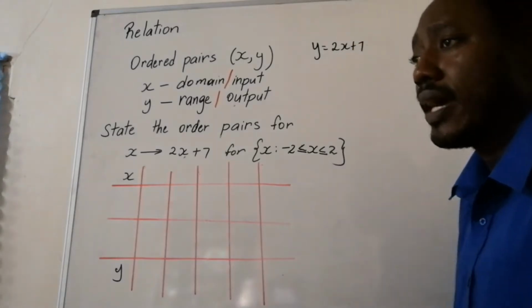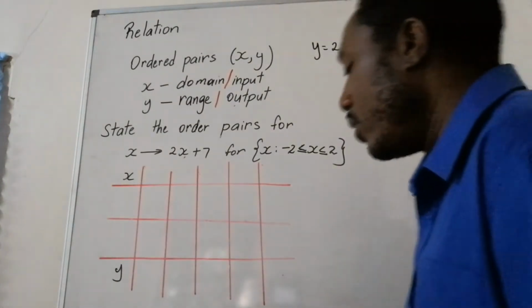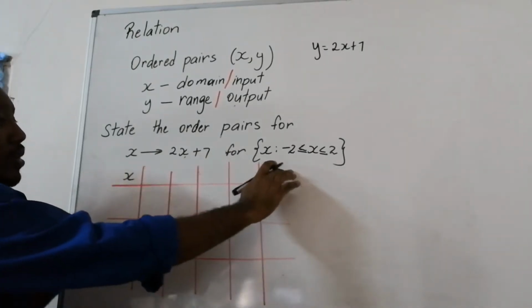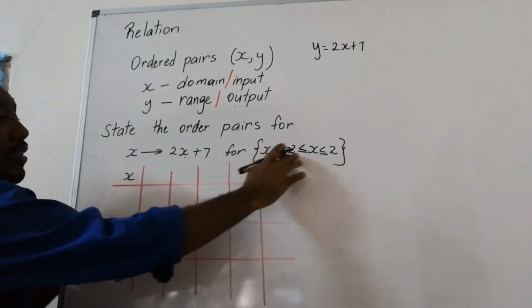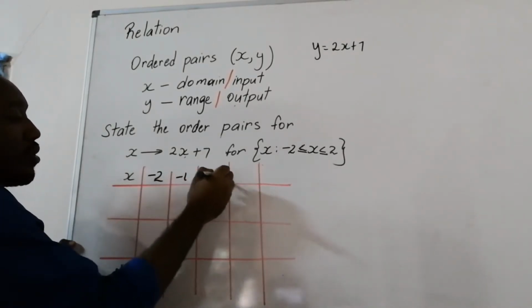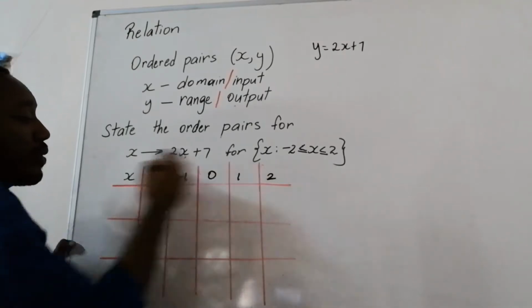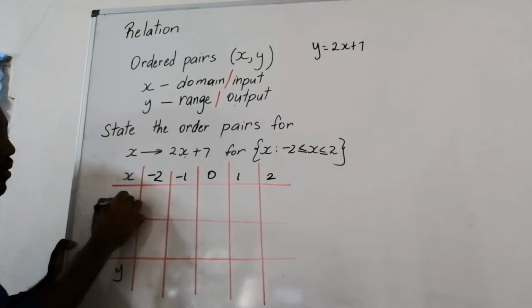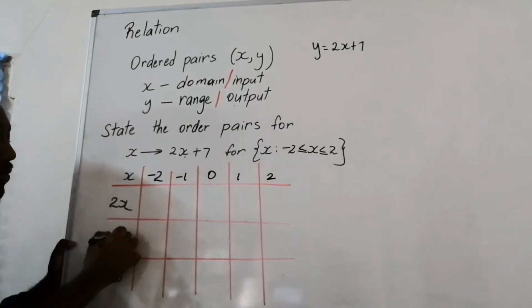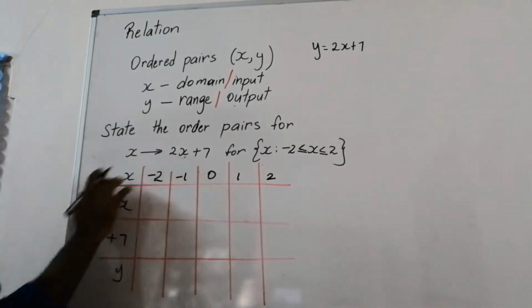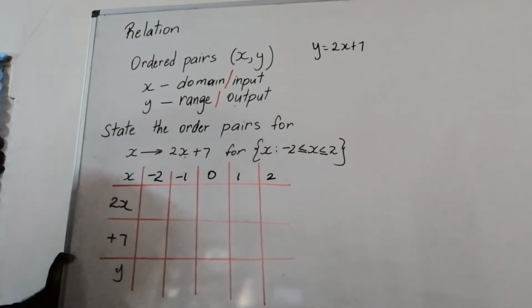So one way of doing that is this table. What we do is put our x values at the top, starting from -2 to +2: -2, -1, 0, 1, and 2. Here we put our rule, 2x and then plus 7. So this line is telling us 2 times x, so all the x values we're multiplying by 2.